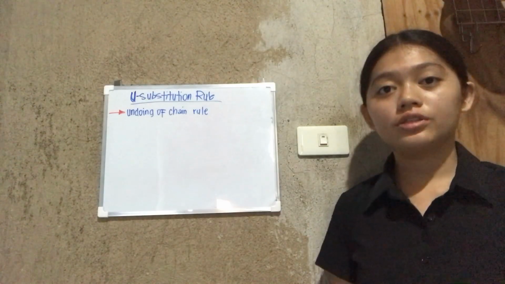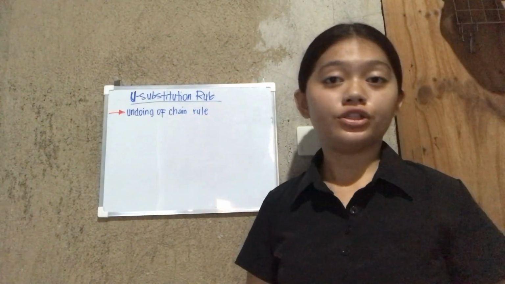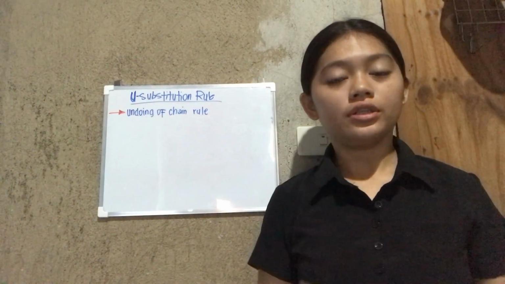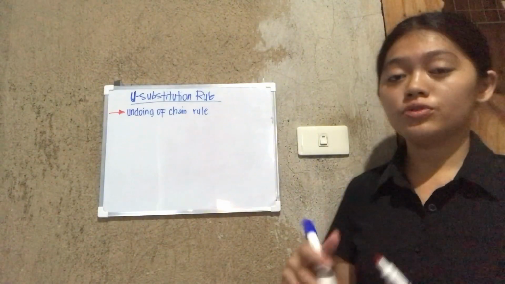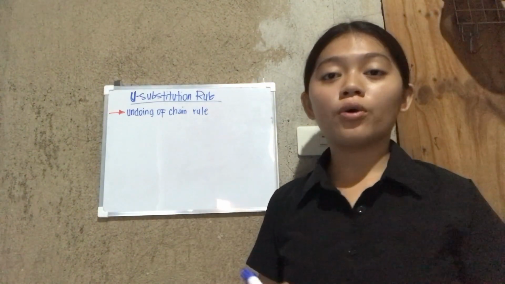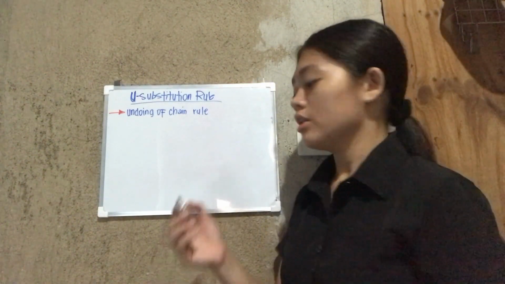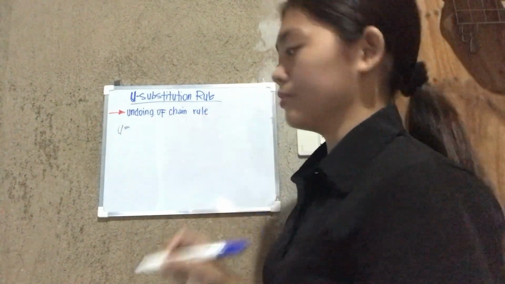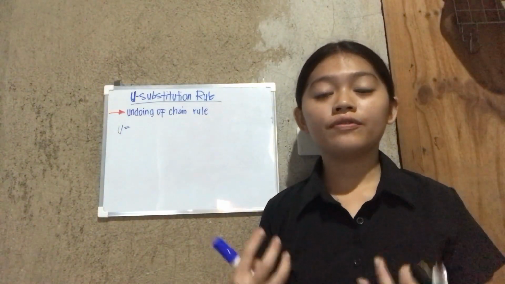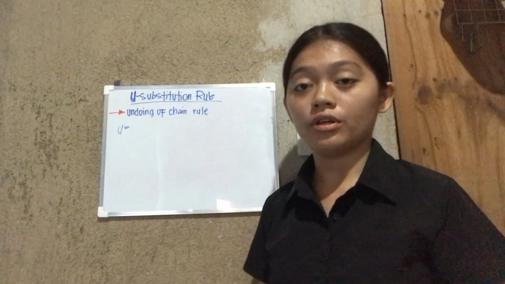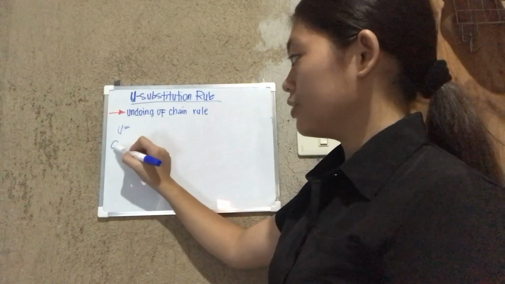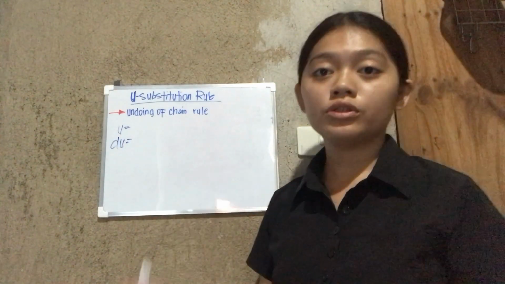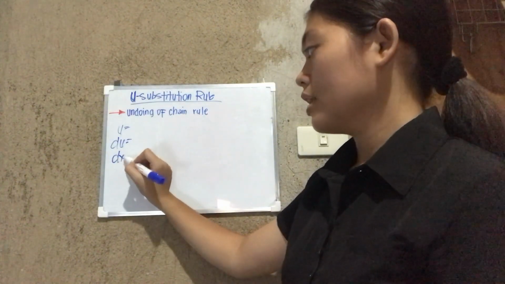Okay, now let's proceed to the use substitution rule of integration. The use substitution rule is the undoing of the chain rule. The process in doing use substitution is, first, to look for the inside function in the original function. The inside function will be our u. When we have found the u, we are going to derive the u. After deriving the u, we are going to look for the dx.